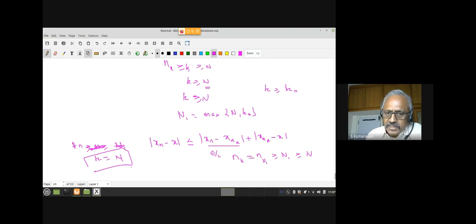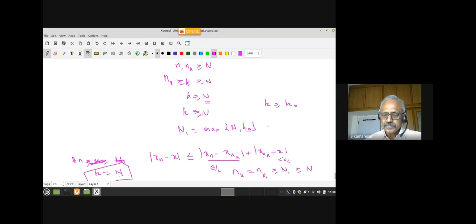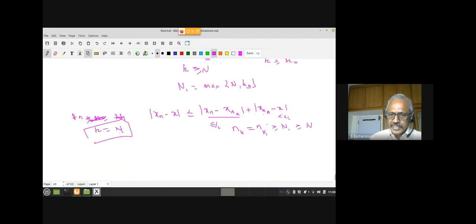And next, k is n1 and n1 is greater than k naught. Therefore mod xnk minus x is less than epsilon by 2. So I proved the result. This proof usually in 3 line, 4 line books will write, but you will see how much of analysis is going on, how much of subtlety is involved in this proof. So I'll give you about 20 seconds. Okay, please go through this.